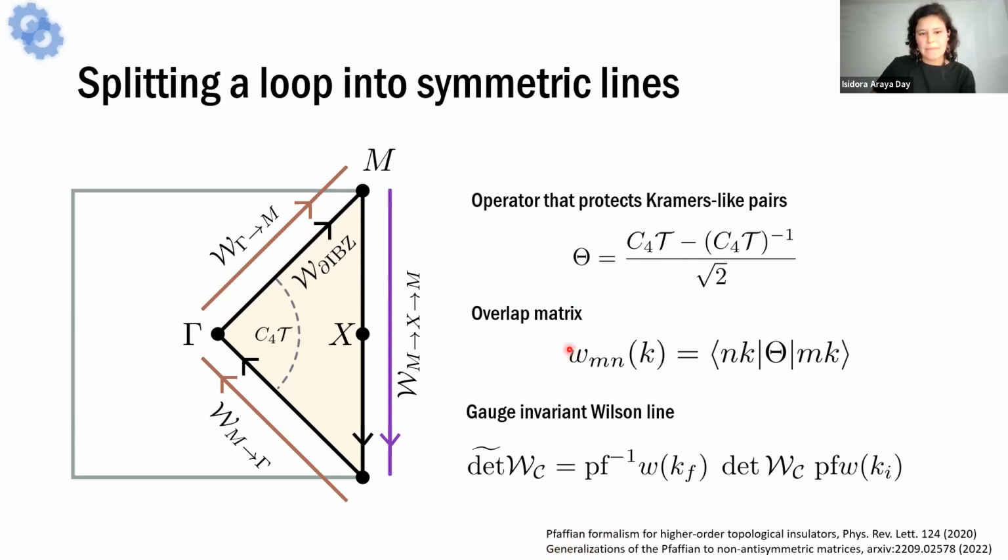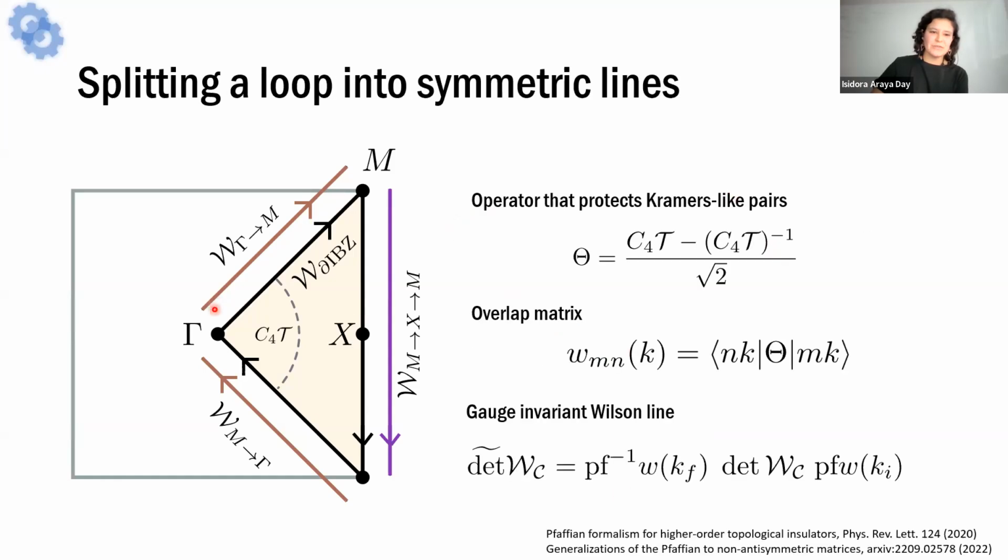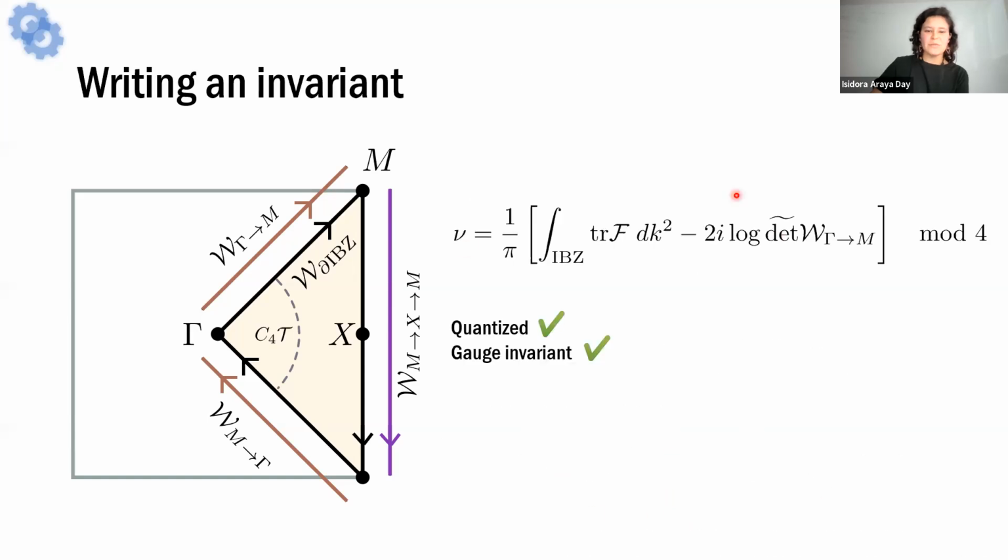And what we can do with it is to consider the overlap matrix. That is the projection of the symmetry operator on the occupied states. And by making use of it, we can fix the Wilson lines such that they are gauge invariant and not gauge dependent anymore. So with that, we can replace the Wilson lines in the expression that we had before, and we can obtain an invariant that is well-defined modulo 4.